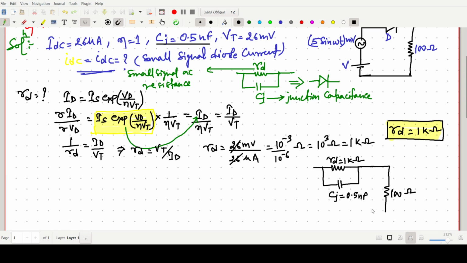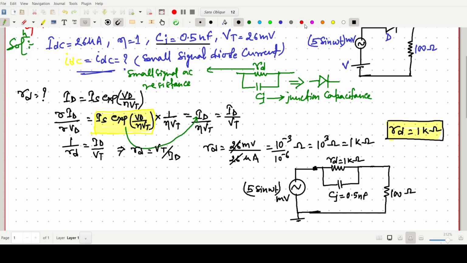So I am writing 100 ohm, and after that we are giving some AC voltage source. We have to make this grounded, and this one is simply 5 sine omega t in millivolt. It is in millivolt, I am writing here. So this one is now the new picture.